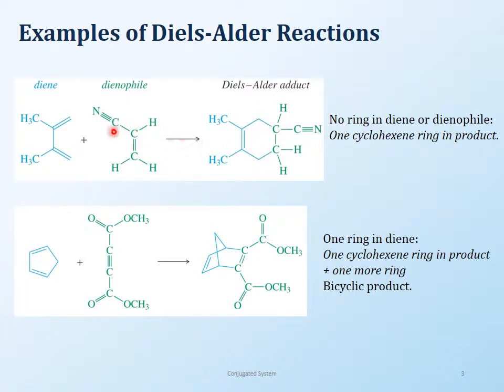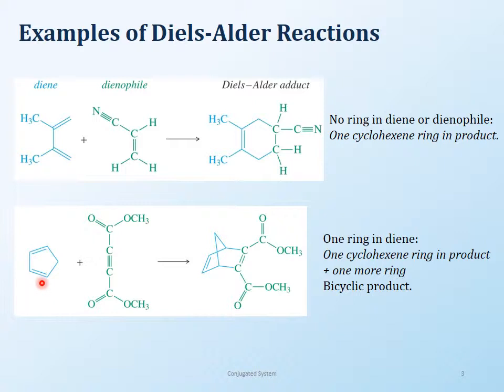One thing I also want to point out is that you end up getting a cyclic structure at the end, which we mentioned before. If there is no ring in the diene or the dienophile, you get only one cyclohexene ring in the product. However, you can also make bicyclic compounds using Diels-Alder reactions. In this case, you start with a ring structure. Either the ring structure is in your diene or in your dienophile. In this case, it's in the diene.